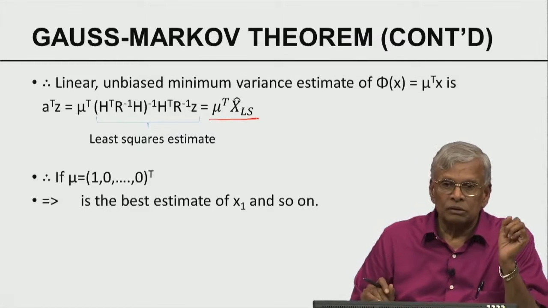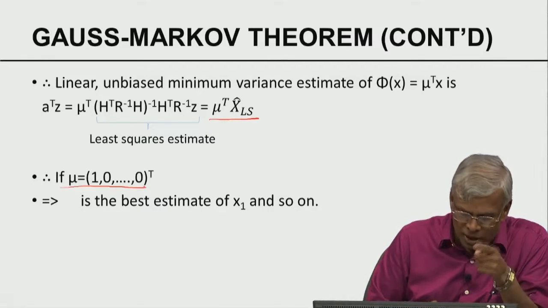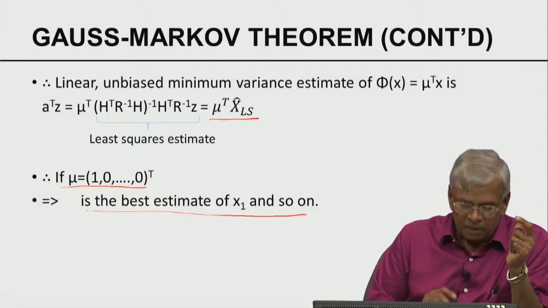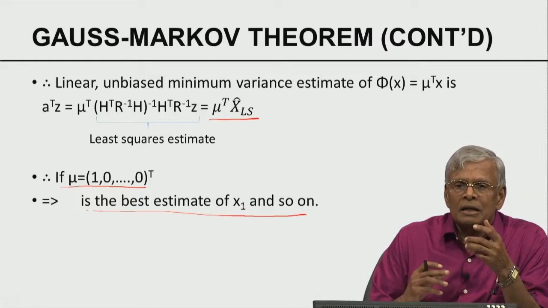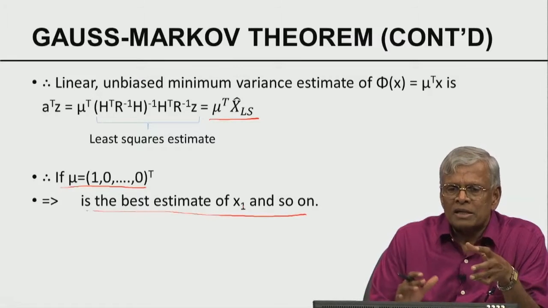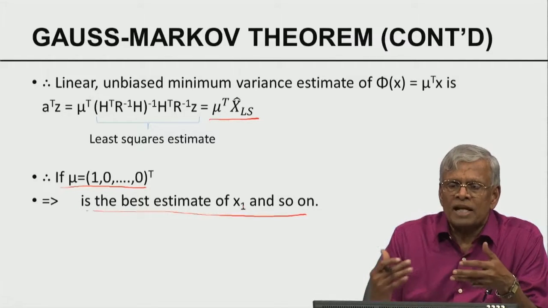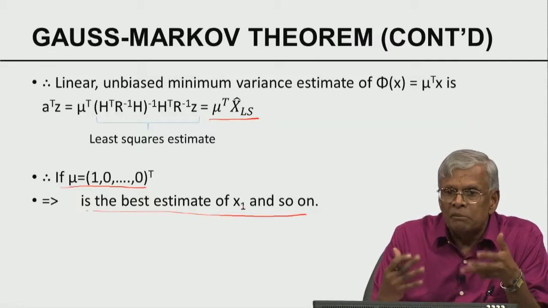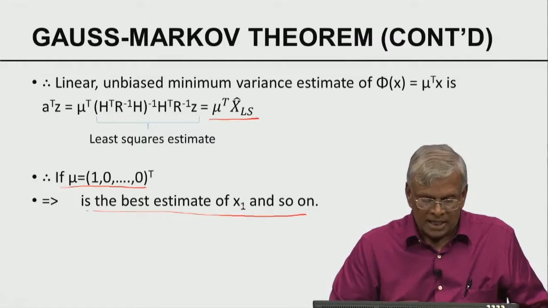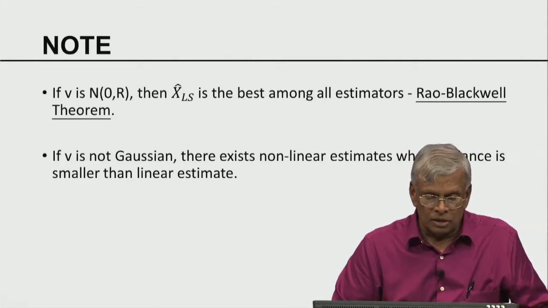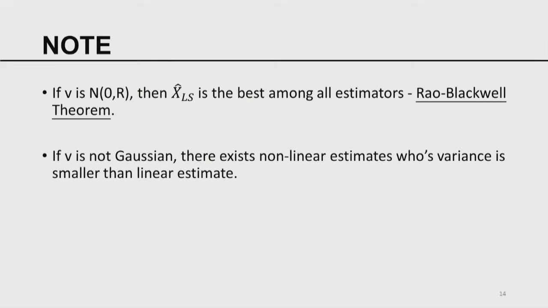So if I pick mu to be 1 0 0 0 0, I get the best estimate of x1. If I pick 0 1 0 0 0, I get x2, and so on. So by this formulation, I can estimate any component of x. I can estimate all components of x, and the properties of each estimate are BLUE. That's the basic idea of the setup.